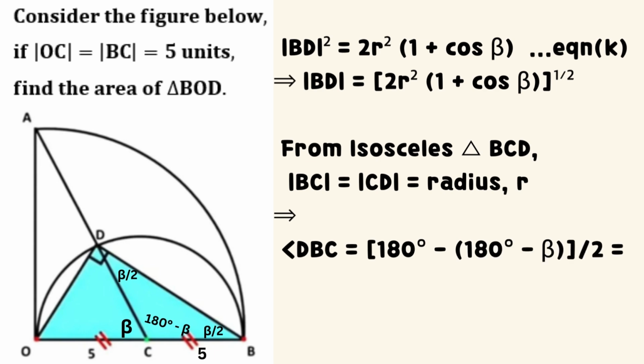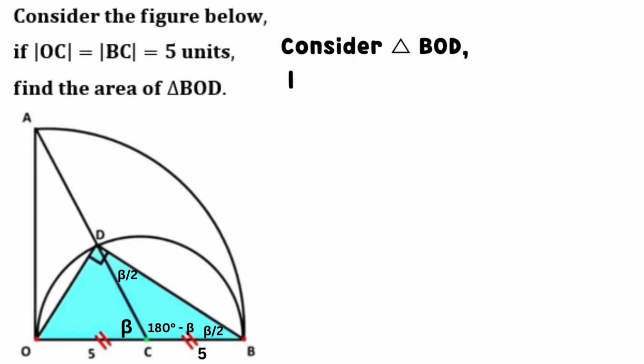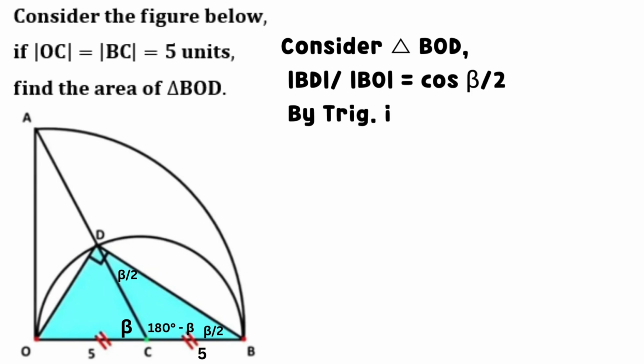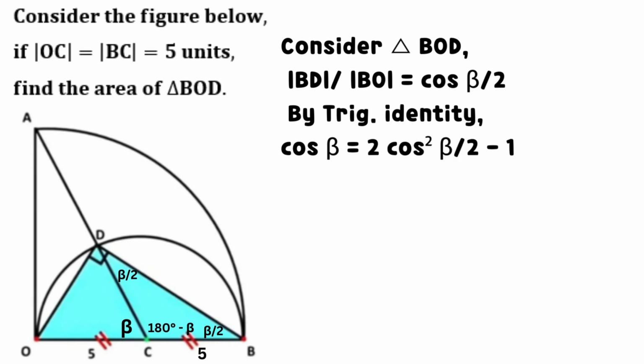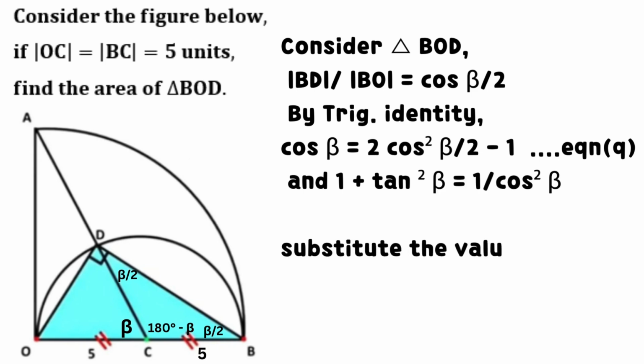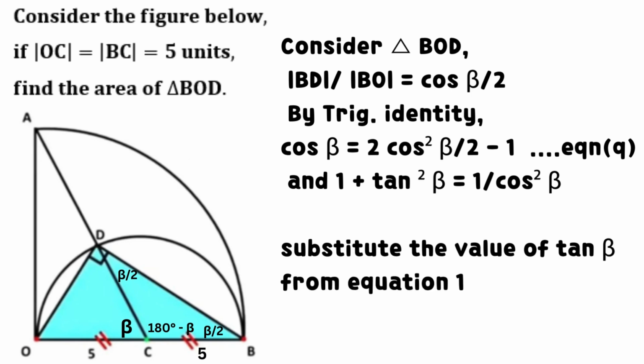From isosceles triangle BCD, BC equals CD, which equals radius R. Thus, angle DBC equals half of beta. Consider triangle BOD. BD divided by BO equals cosine half of beta. By trigonometric identity, cosine beta equals 2 times cosine square half beta minus 1. We call it equation Q.